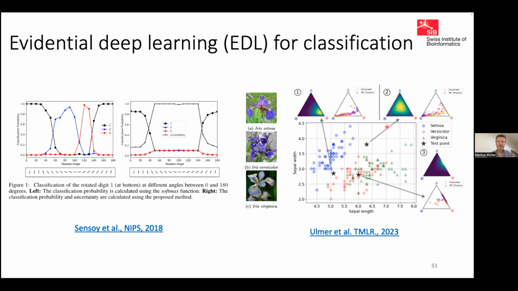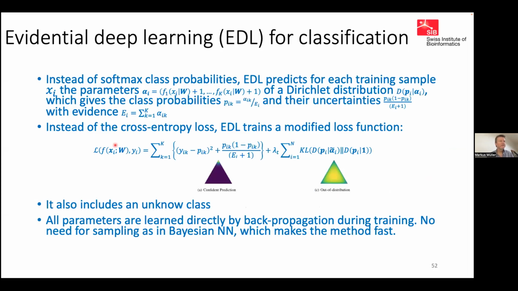Technically, how it works is, instead of learning the output probabilities, we learn the parameters of a Dirichlet distribution. These are these alphas here. We have now two terms. We have the traditional term, but we also have a regularization term. And that regularization term makes it so that if we don't know what it is, we do not randomly assign it to a class, but we assign it to this unknown class that is characterized by a uniform distribution of this probability.